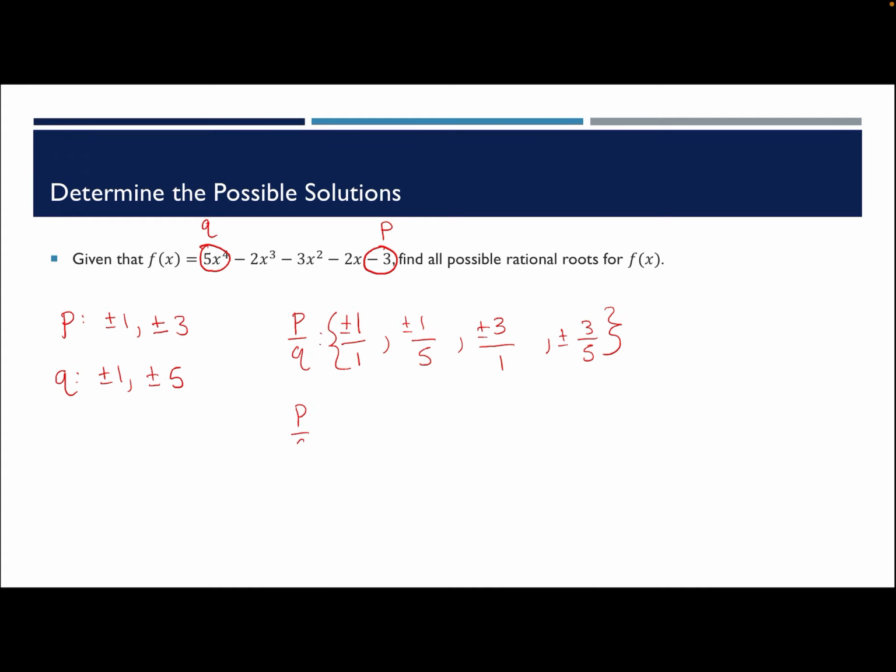And if we simplify this, we'll write our solutions without the plus and minus. So positive 1 divided by 1 is 1. Negative 1 divided by 1 is -1. Then we'll have 1/5 and negative 1/5. We'll have 3. We'll have -3. We'll have 3/5, and we'll have -3/5. And so those are all of the possible rational roots for this function. We avoid anything that would be redundant. We'll see this on another example.